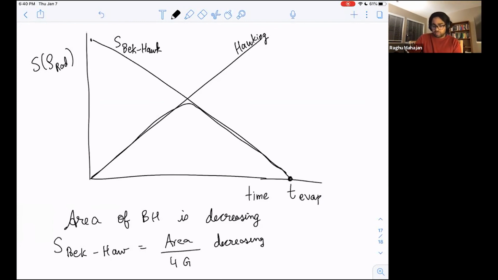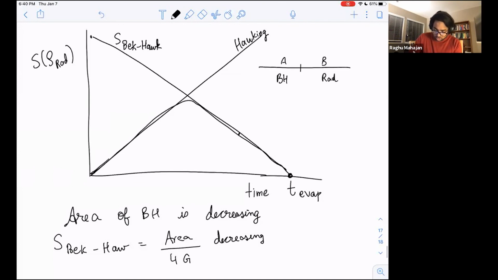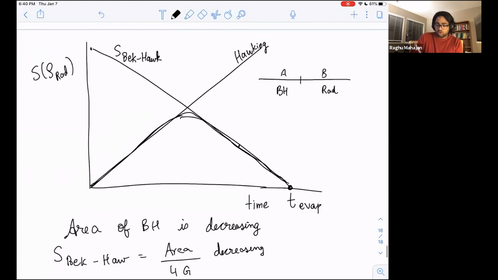And this makes sense because after the halfway point, I was drawing these systems A and B. After the halfway point, system A, which was the black hole, is the smaller system. So its Bekenstein-Hawking entropy should also be equal to the entropy of the radiation. So this downward curve is actually just a plot of the area of the black hole. It's decreasing, and then the actual entropy increases, and then just switches to this at some point. So that's how the Bekenstein-Hawking entropy enters the Page curve.